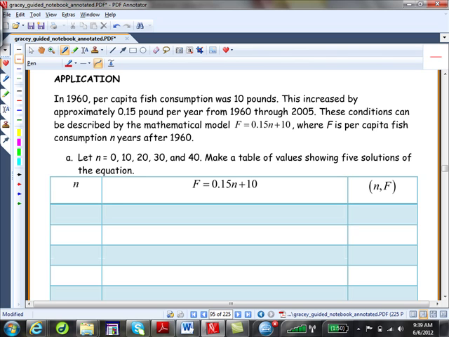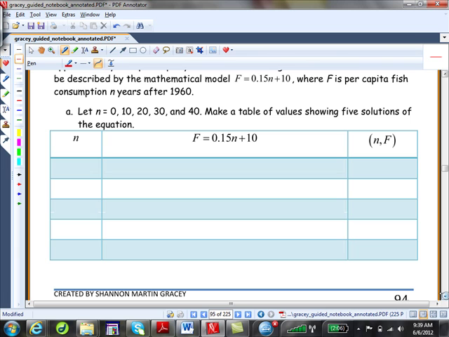The application. In 1960, per capita fish consumption was 10 pounds. This increased by approximately 15 hundredths of a pound per year from 1960 through 2005. These conditions can be described by the mathematical model F equals 0.15 times N plus 10, where F is per capita fish consumption in years after 1960. So if N is 0, what year would we be in? Good, we'd be in year 1960.